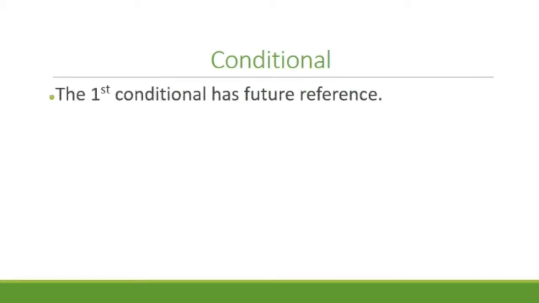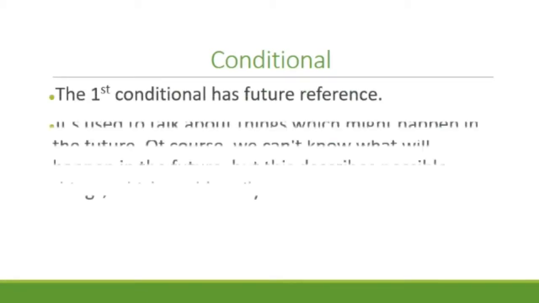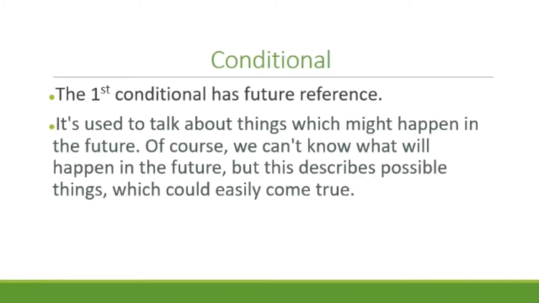The first conditional has future reference. It's used to talk about things which might happen in the future. Of course, we can't know what will happen in the future, but this describes possible things which could easily come true. So the first conditional describes things that might happen in the present and in the future. They can easily come true. So they are probable to happen.